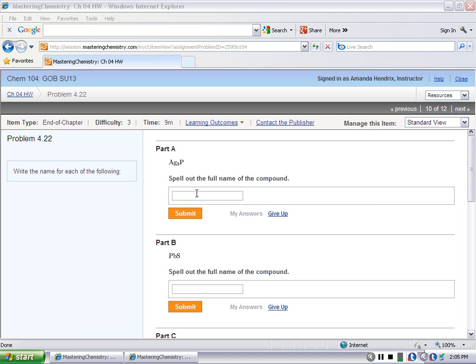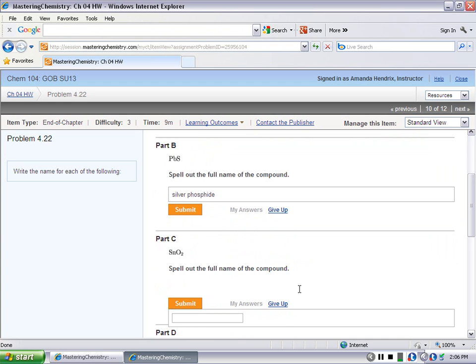So we're just naming these ionic compounds, and so we would write out silver for Ag. We need to look and be sure you know that that symbol is for silver. And then we have a P, and that stands for phosphorus. So we drop the ending, and we end with phosphide. We drop the E and add IDE.